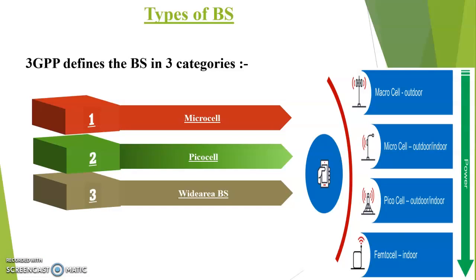3GPP defines BS into three categories. The first one is microcell, which is also known as mid-range base stations. Then we have picocell, which is also known as low area base stations, and then we have wide area base stations. The small cells are better choice compared to the macro cells, given the propagation characteristics of millimeter wave.